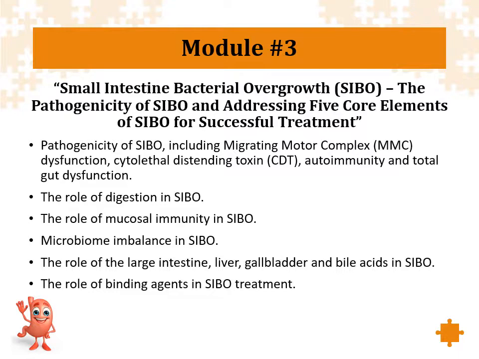Module 3 will go through the 5 core elements of SIBO and successful treatment: migrating motor complex dysfunction, cytolethal distending toxin problems, autoimmunity, the role of digestion, the role of mucosal immunity in SIBO, the role of the large intestine, liver, gallbladder, and bile acids in SIBO intervention. This will be a very extensive module.